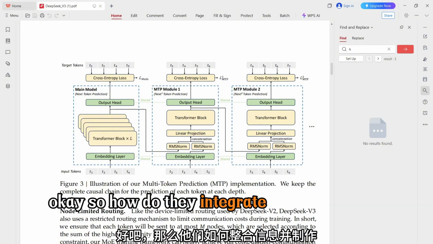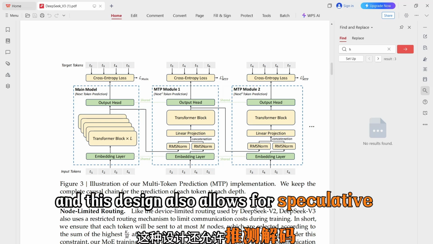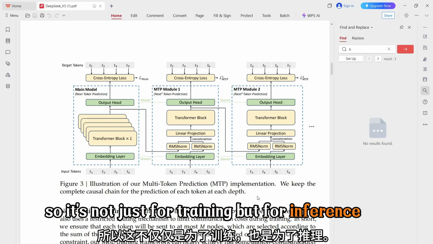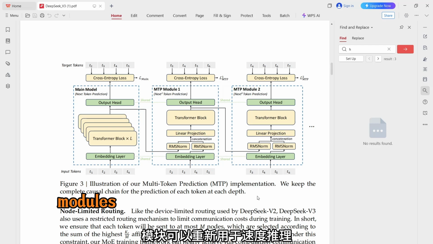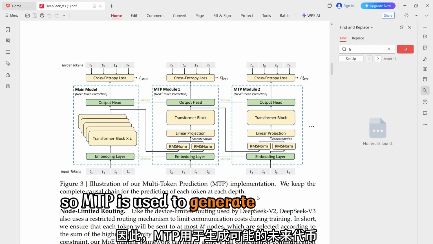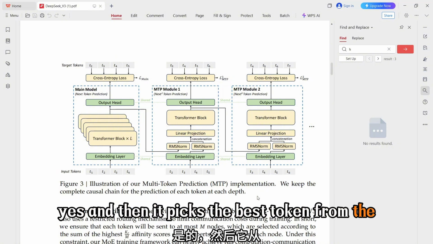Okay, so how do they integrate the information and make predictions? Yes, and this design also allows for speculative decoding, which is really cool. Okay, so it's not just for training, but for inference too. Correct. The MTP modules can be repurposed in inference for speed. So MTP is used to generate possible future tokens. Yes, and then it picks the best token from the possibilities.